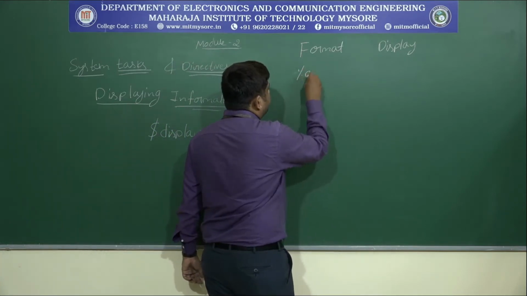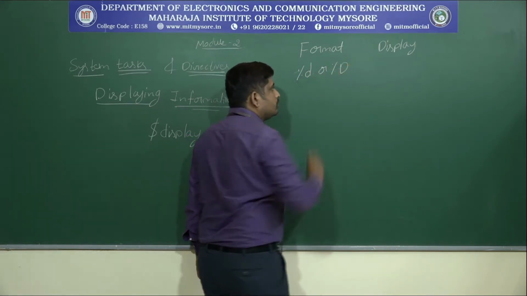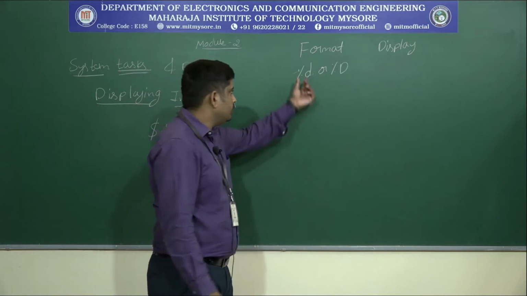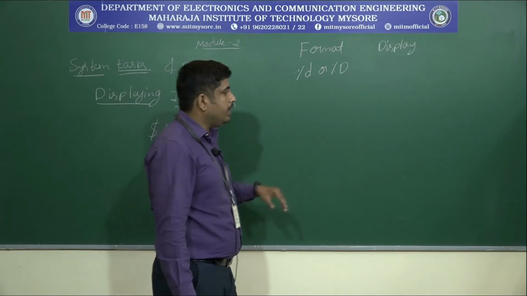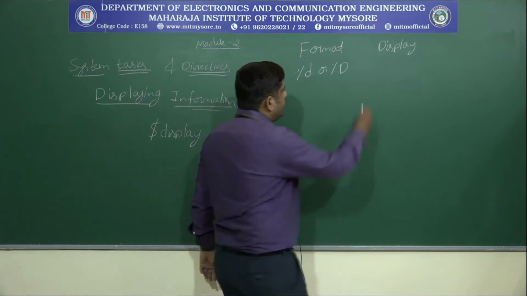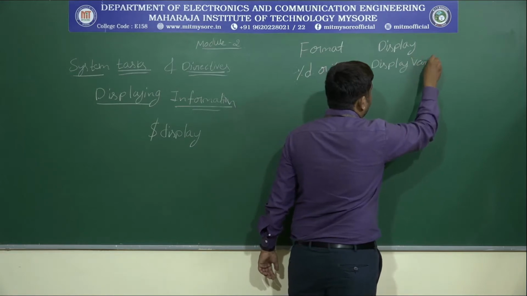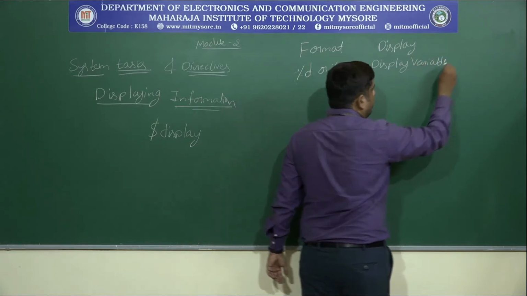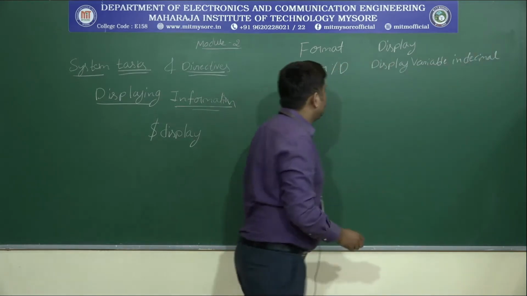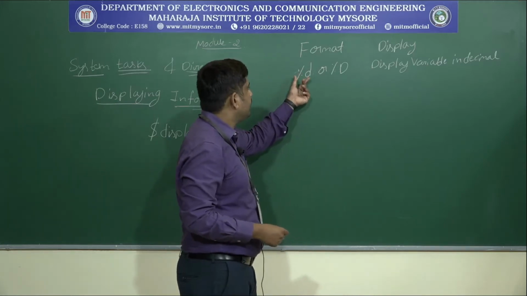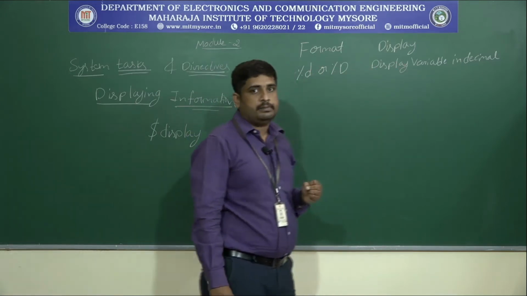First, percent d, or you can write percent D. Both have the same meaning; you can use small d or capital D, depending on the programmer. What does it indicate? It indicates display variable in decimal. When you put percent d, it displays the variable in decimal format.